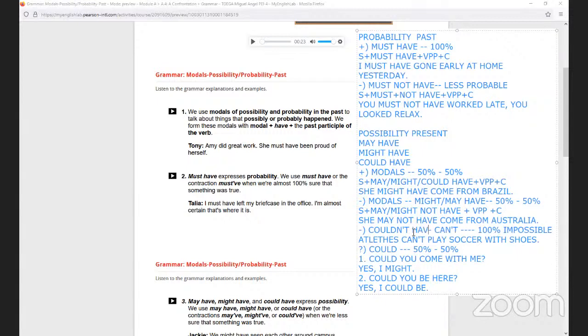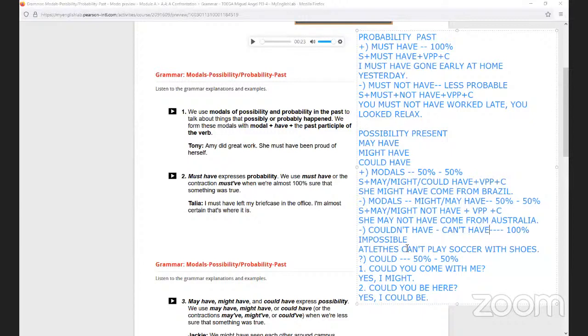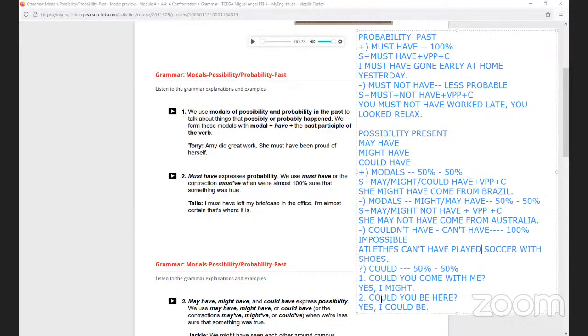Couldn't or can't the same, but with have. So athletes can't have played soccer with shoes. The same structure with could, but we're going to add have. And in questions, we're going to put could you, and after the second auxiliary. Could you have come with me? Yes, I might. In the answer, we are going to answer with both auxiliaries. Yes, I might have. The same. If we have with be, verb to be, could you have been here? Yes, I could have been.